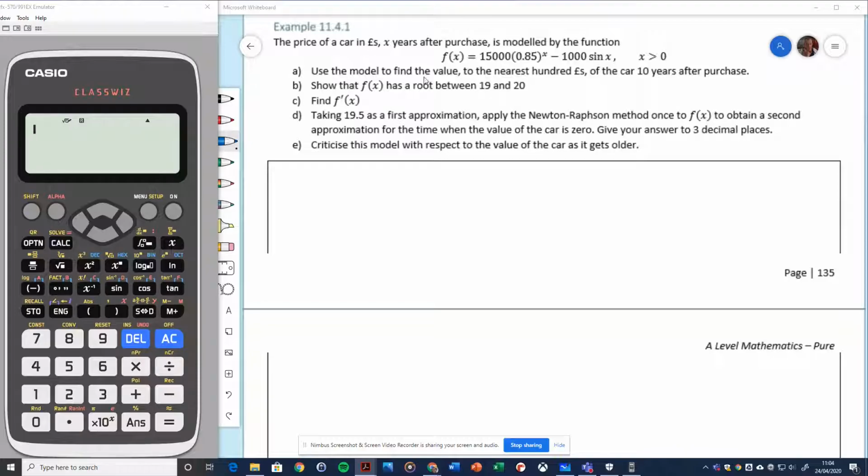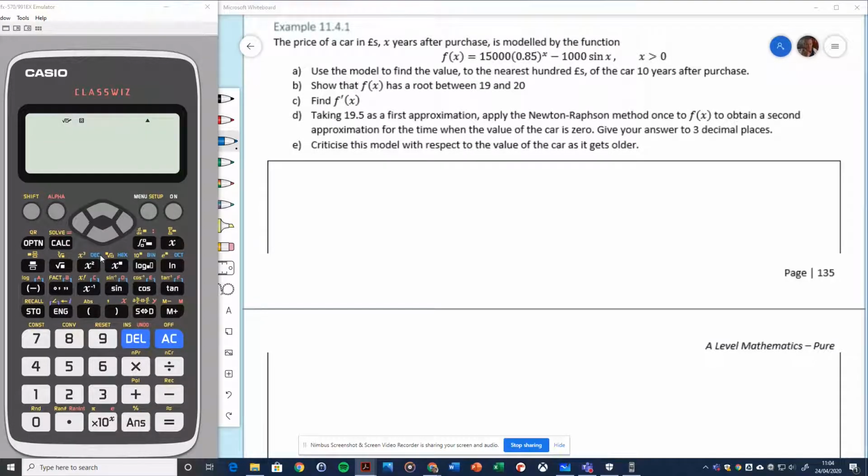Part A, we're going to use the model to find the value, to the nearest £100, of the car 10 years after purchase. X years after purchase, that's what X represents. So we're going to let X equal 10 for part A and see what number it gives us. I'm just looking ahead to part B. Show that there's a root between 19 and 20. So across part A and part B, we're going to be subbing in 10 and 19 and 20.